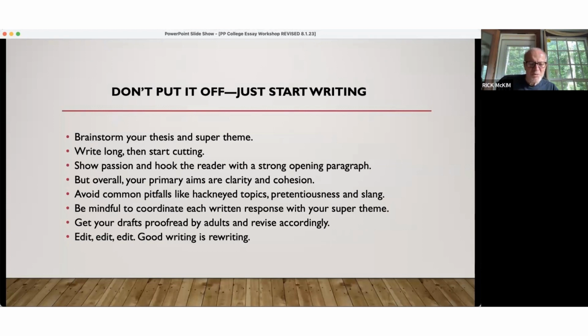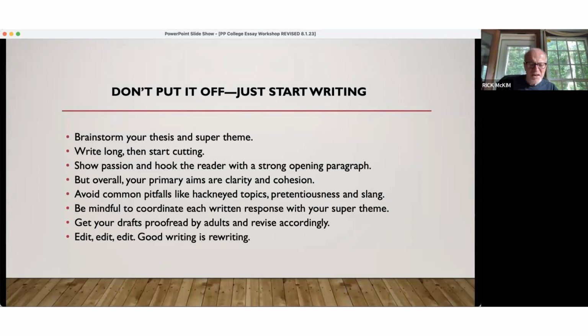Brainstorm your thesis and super theme, write long, then start cutting. Show passion and hook the reader with a strong opening paragraph. Thesis too can be a hook, by the way. If your thesis in your 5-paragraph structure is strong enough, it can make a good hook of its own. Show passion and hook the reader with a strong opening paragraph, but overall your primary aims are clarity and cohesion. Avoid common pitfalls like hackneyed topics, pretentiousness, and slang.